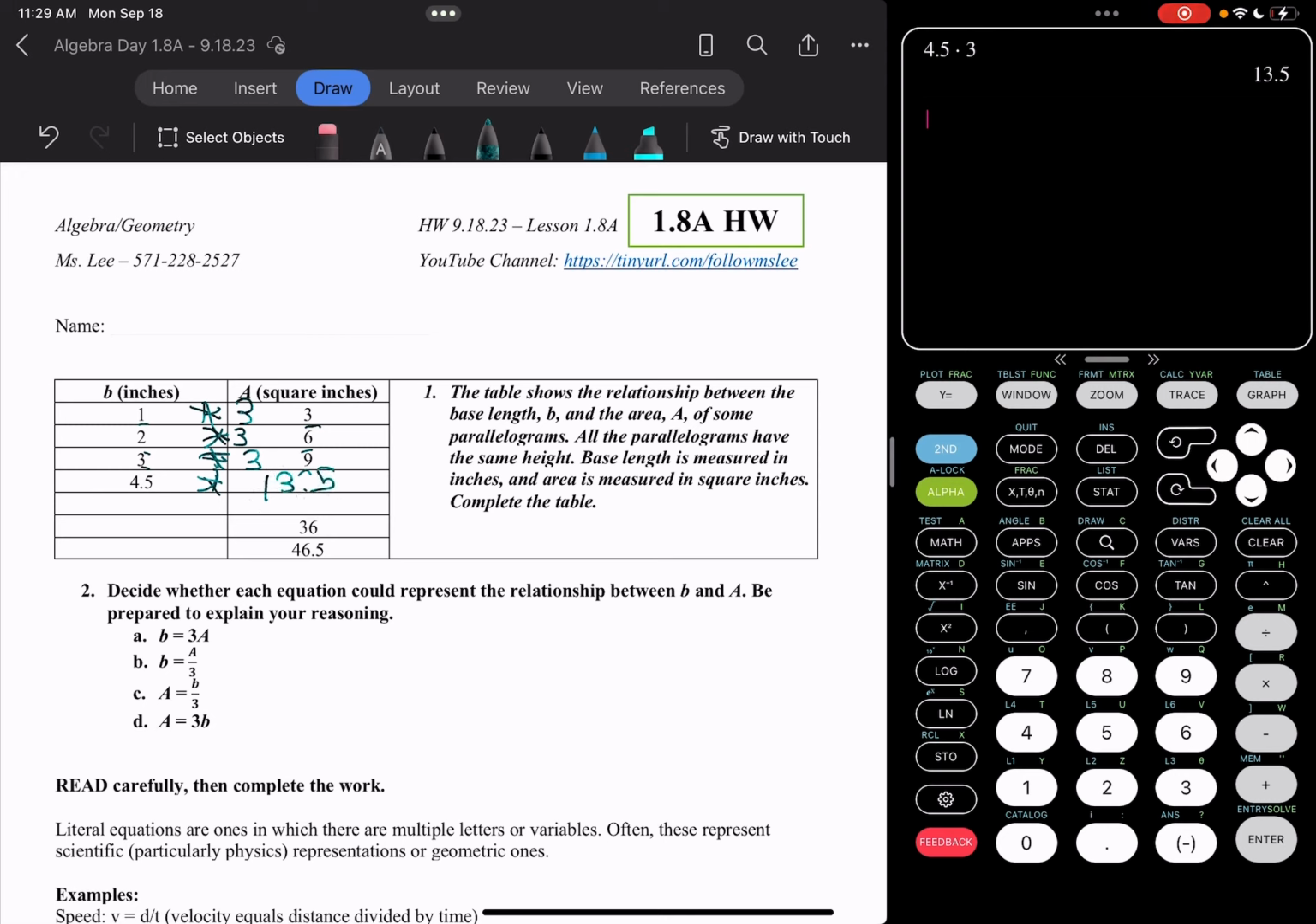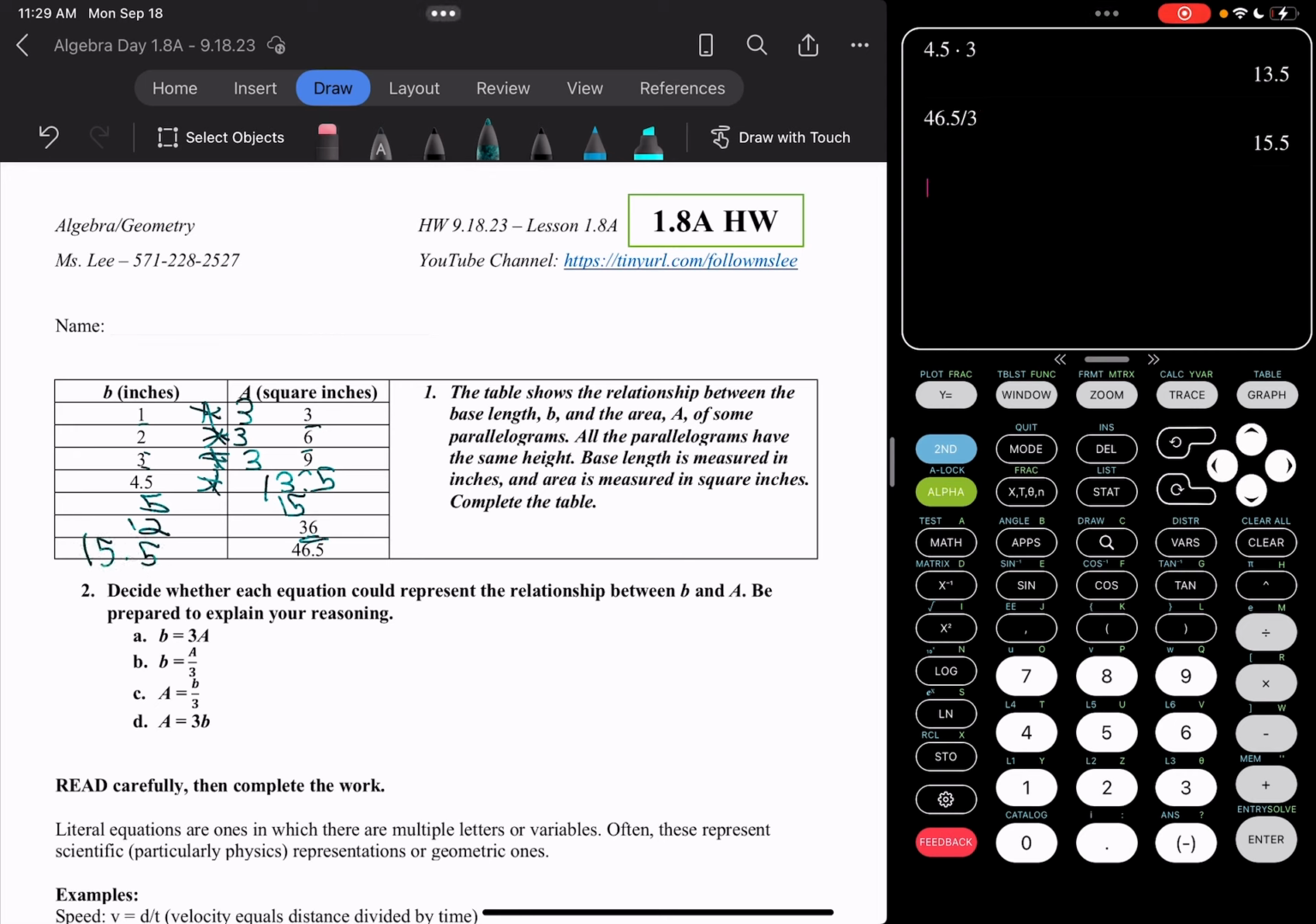Okay, now it left one blank, so let's say we fill in, for example, 5. This would be 15, right? 36. Now to go the opposite way, we're going to do division, so divide by 3 will give us 12, and then 46.5, you might recognize it right away, but if we divide that by 3, we will get 15.5.